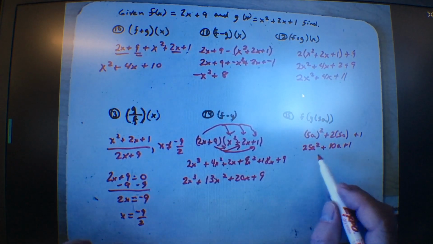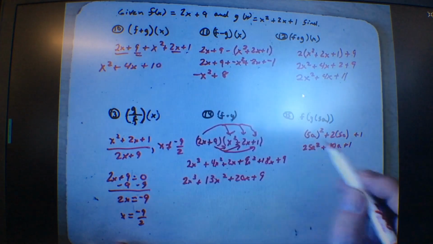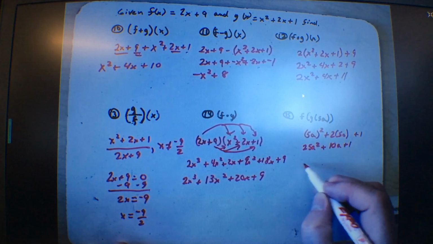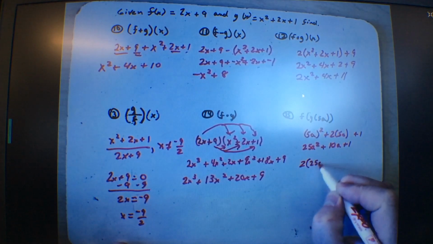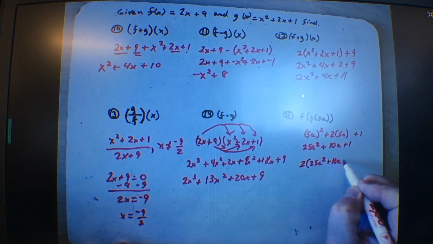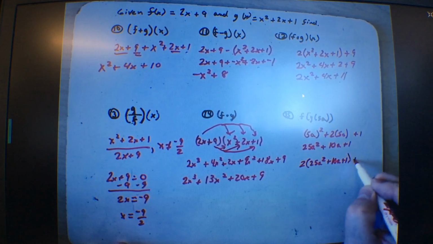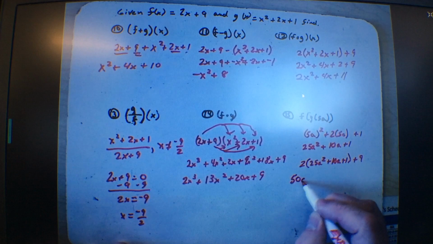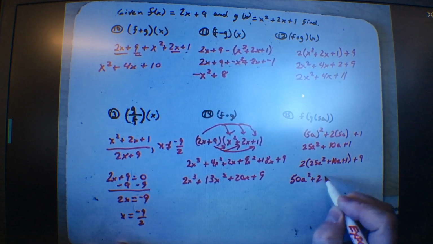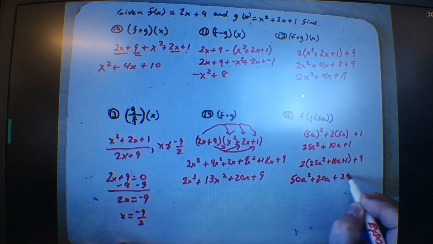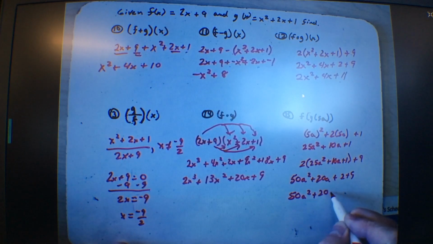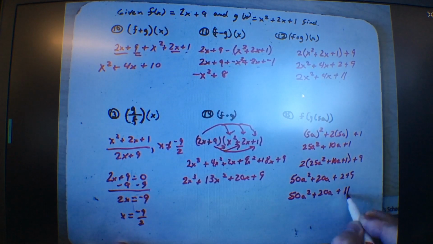Now, I'm going to take all of that and plug it into the f function. So I have f of all this, right? So I have 2 times 25a squared plus 10a plus 1, plus 9. So it all goes into x. So I end up getting 50a squared plus 20a plus 2 plus 9, which is 50a squared plus 20a plus 11.